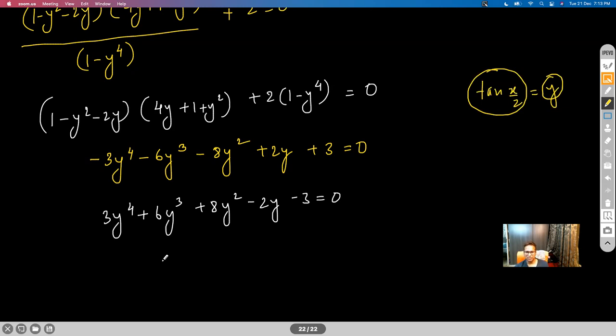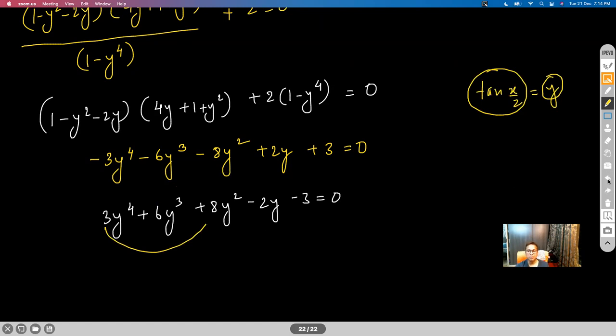So my first guesswork will be, does 1 satisfy it? Let's check. 1 will not satisfy it, the reason being, if 1 is to satisfy, the coefficients should add up to give you zero, which is not happening. I hope all of you know this divisibility rule. If 1 is a root of this equation, all the coefficients should add up to give you zero. That is not happening. Even minus 1 is not a root, because if minus 1 is a root, the sum of the even-power coefficients should equal the sum of the odd-power ones, which is not happening.